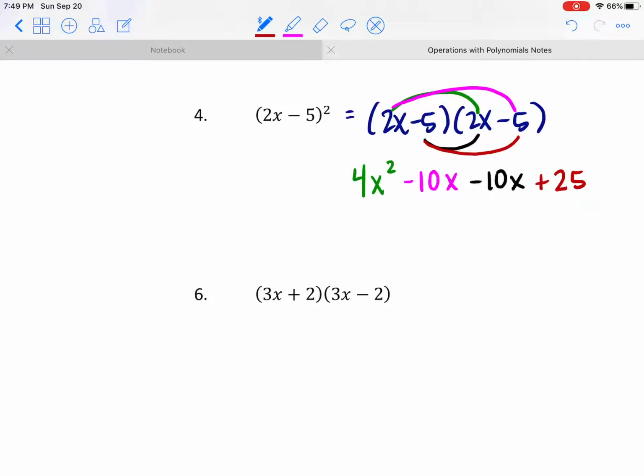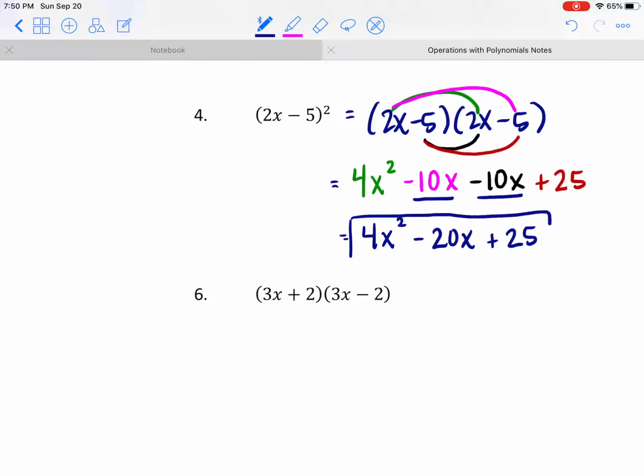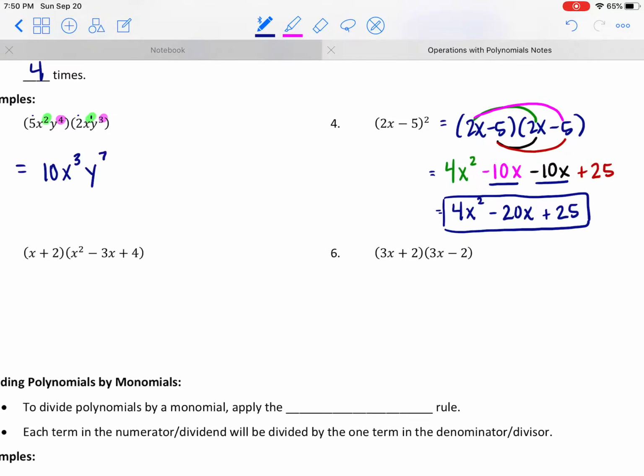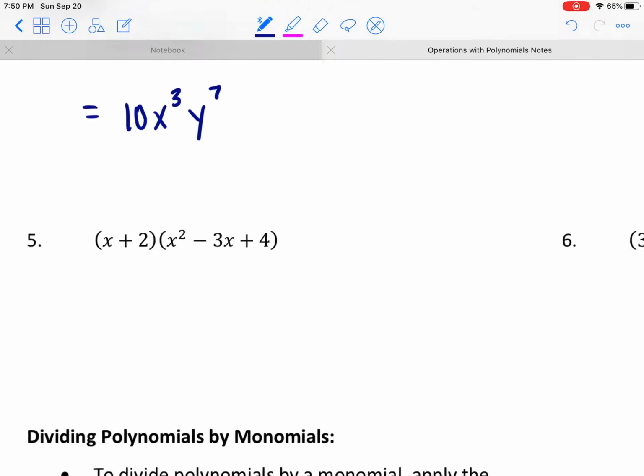Now this problem we're not done because hopefully you're seeing there are some like terms in the middle. So I'm going to bring down the 4x squared. There's nothing else I can combine with that, but I can put together negative 10x and negative 10x to make negative 20x in the middle, and then I'm going to bring down my plus 25, and so this is my quadratic trinomial result. Okay? All right, let's try that again.